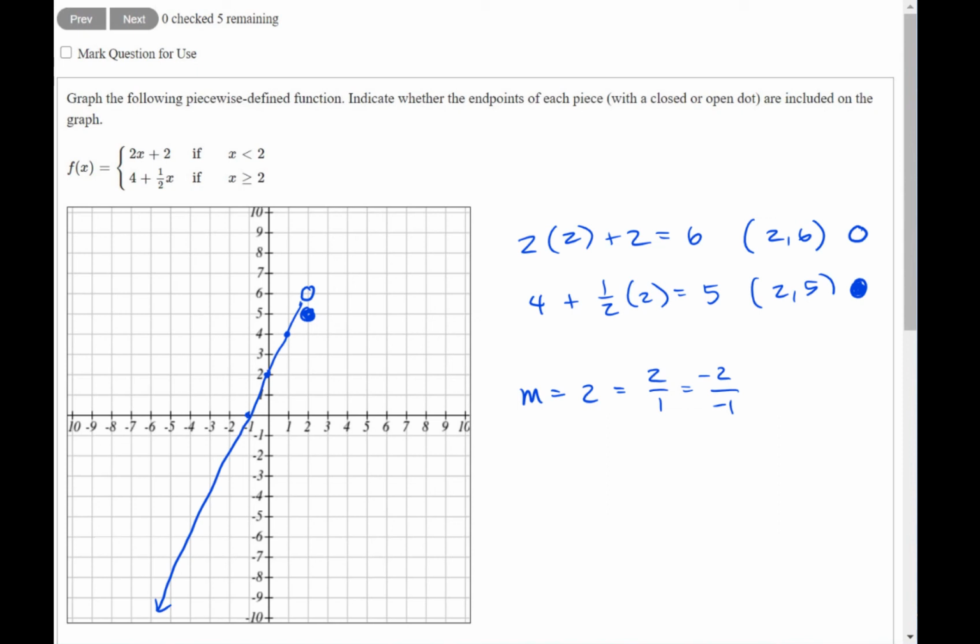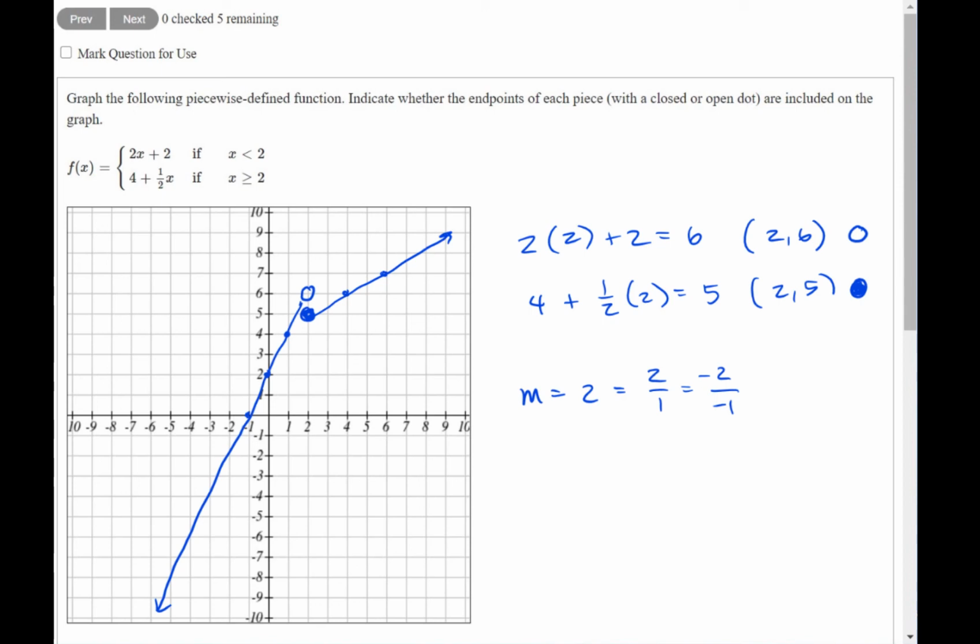The other, I have a slope of 1/2. And a slope of 1/2 means if I go up 1 and over 2, up 1 and over 2, I can get some other points on my graph. So that's what my lines look like.